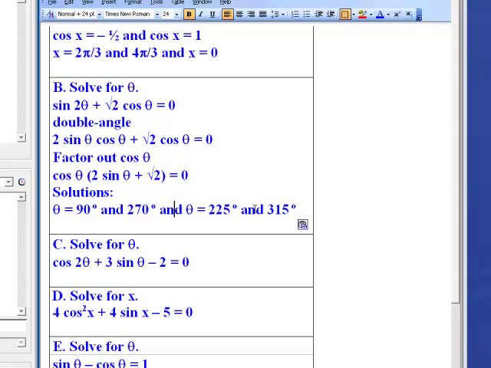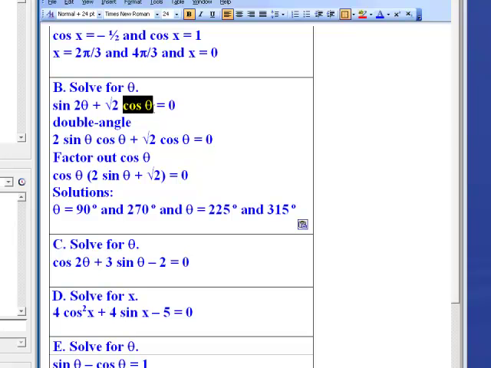Okay. Let's just try one of the solutions, plugging it back in. Let's say, as a check here, theta equals 225 degrees. We plug it in here. So we have sine of 450 degrees, which is the same as sine of 90 degrees, which is 1. So here we have a 1 for the first term.